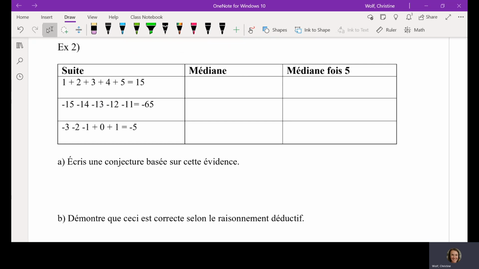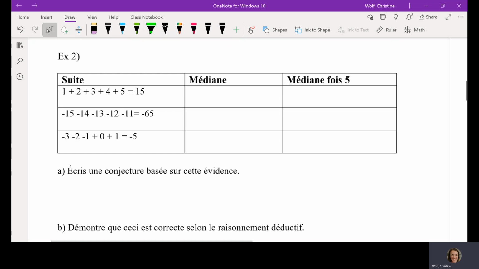Okay, so les prochains exemples, j'allais utiliser vraiment les nombres. Okay, some of you may like this a bit more. So exemple 2, ça me donne une suite. OK, so j'ai 1 plus 2 plus 3 plus 4 plus 5. So j'ai 5 nombres consécutifs et je vois que leur somme, c'est 15, right? Je veux que tu me dises c'est quoi la médiane. Well, la médiane, c'est le nombre au centre, so 3. Et maintenant, je veux que tu prends la médiane et tu le fais fois 5. Et je reçois 15.